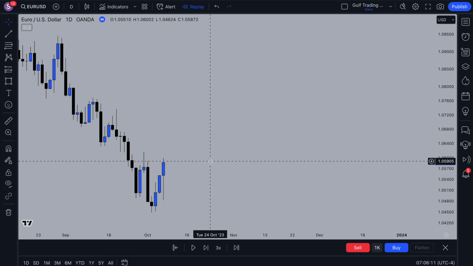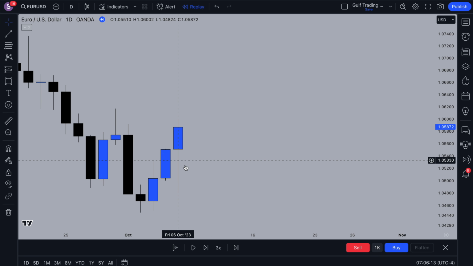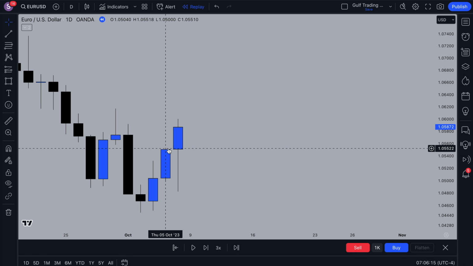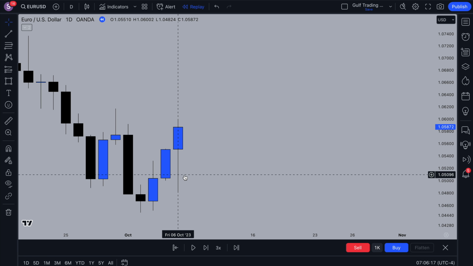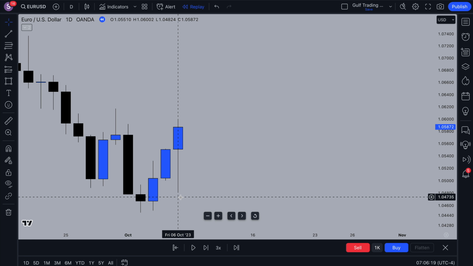And I can just go through, but I'm not going to go through more examples. So again here, bias was bullish, and there was probably an entry in this wick. I won't go through all of them. I don't want to waste too much time.